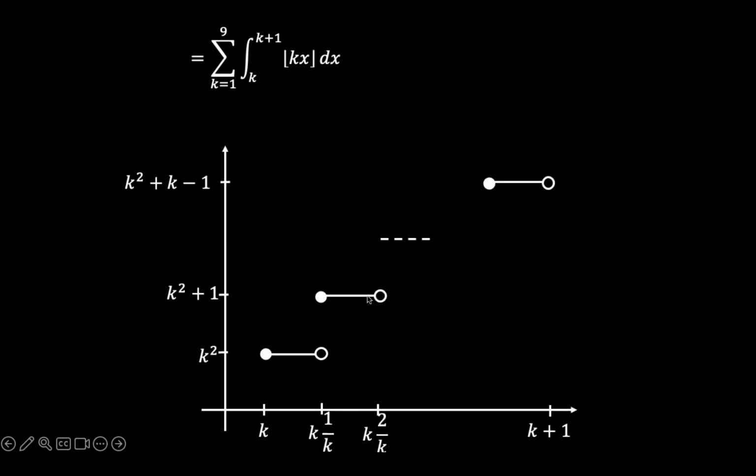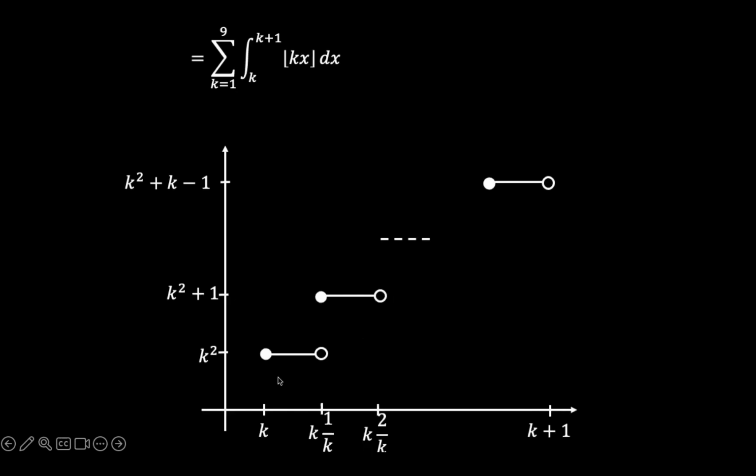And then it continues at that value up to when x equals k and 2 over k. And at that point, it transitions to k squared plus 2 and so on until now we come to k and 9 over k, and k minus 1 over k. At that point, we have k squared plus k minus 1. And that continues until when x equals k plus 1. And then it transitions to k squared plus k. But this is what happens.